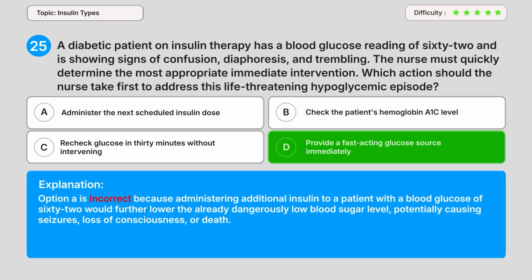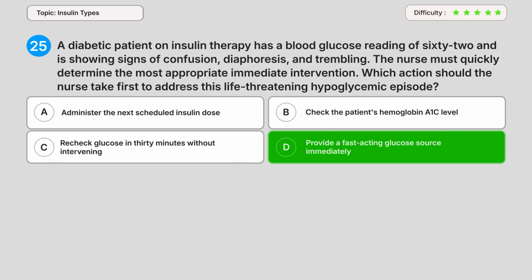Option A is incorrect because administering additional insulin to a patient with a blood glucose of 62 would further lower the already dangerously low blood sugar level, potentially causing seizures, loss of consciousness, or death.